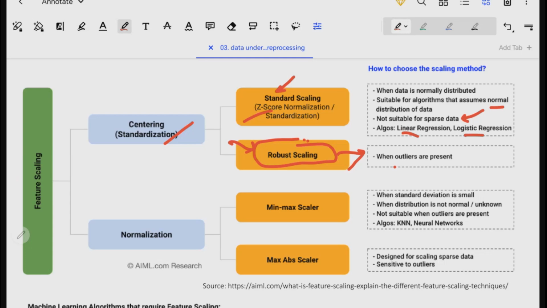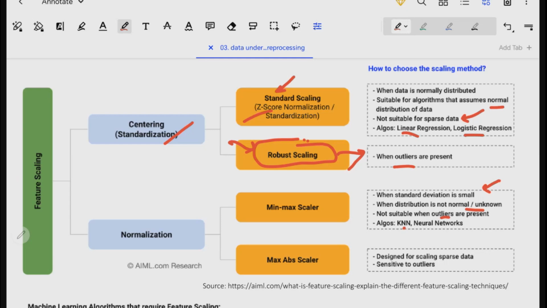Min-max, when standard deviation is small, when distribution is not normal or unknown, you don't care about it. Not suitable when outliers are present, as we just discussed earlier. These are some of the algorithms that this can be suitable for.